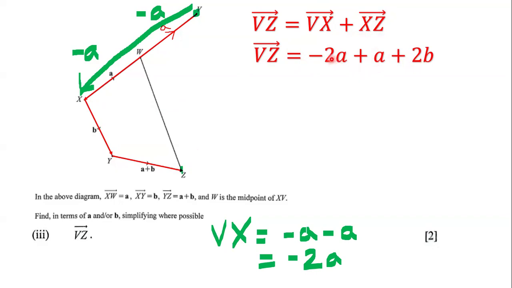Now, what is negative 2a plus a? Well, negative 2a plus a is simply negative a. So we have vz is equal to negative a plus 2b. We cannot simplify this any further because a and b are not like terms, and so we have to leave it like that. So the vector vz is equal to negative a plus 2b. And that's the answer to this question.